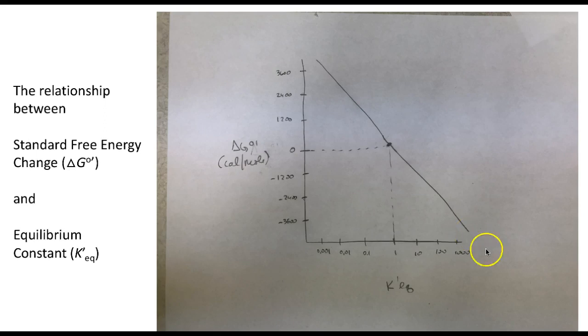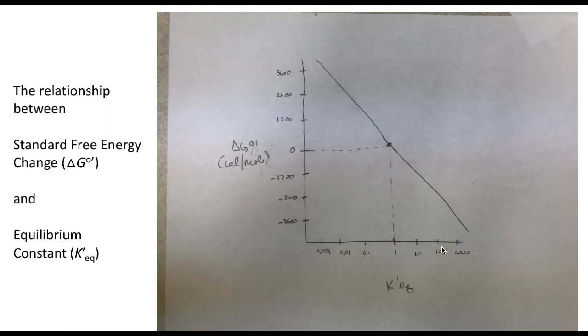And so given an equilibrium constant, you should be able to determine the sign of the standard free energy change. And given a standard free energy change value, you should be able to determine if the equilibrium constant is less than 1, equal to 1, or greater than 1.